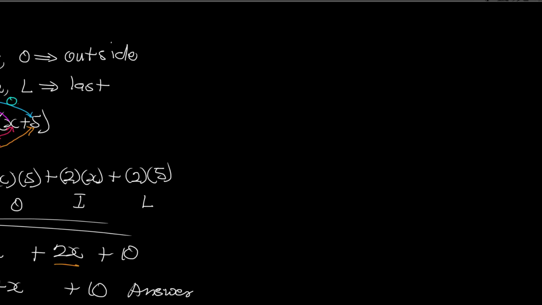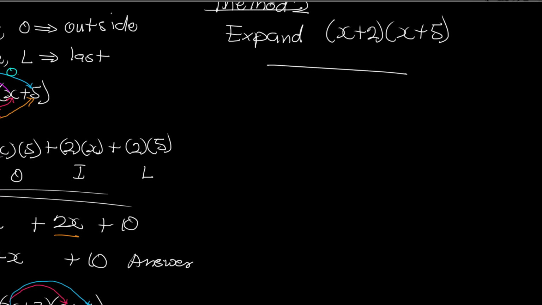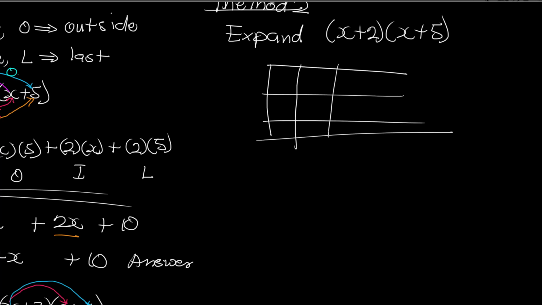A second method to expand the bracket is given by method 2. So I write here method 2 and I'll do the same examples. Expand (x plus 2) and (x plus 5). In this method, we use a table and I'll draw my table this way. I have a table of this form. What I'm doing is I'm multiplying x plus 2 and x plus 5. So what I do is to multiply these two items. When I do that, what do I get?